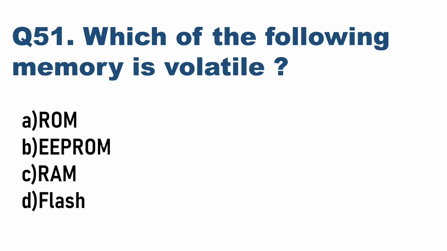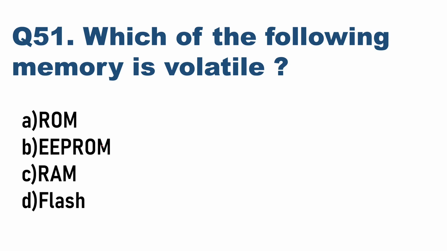Then we'll go to the next question. Which of the following memory is volatile? When we have studied memories in digital electronics, we know that volatile memory is one that requires power to maintain the stored information. It retains its contents while the power is on, but when the power is interrupted or lost, the stored data is quickly lost.